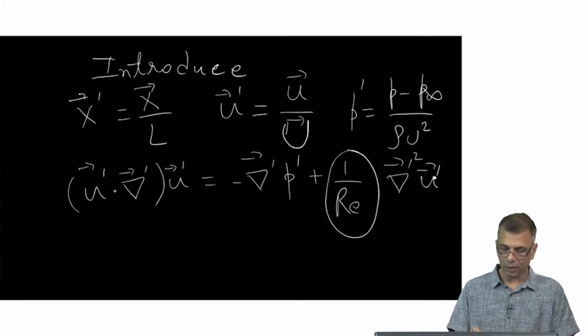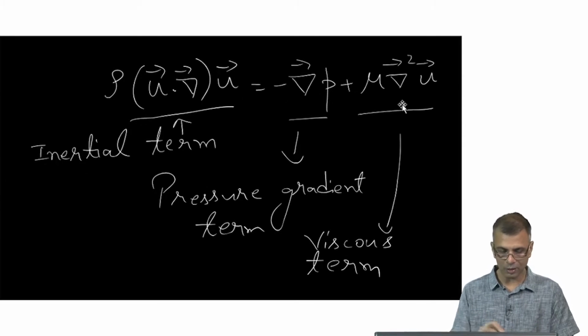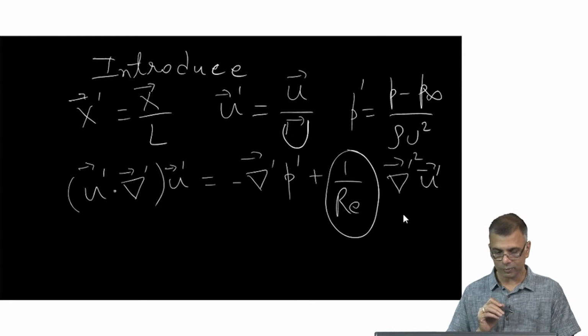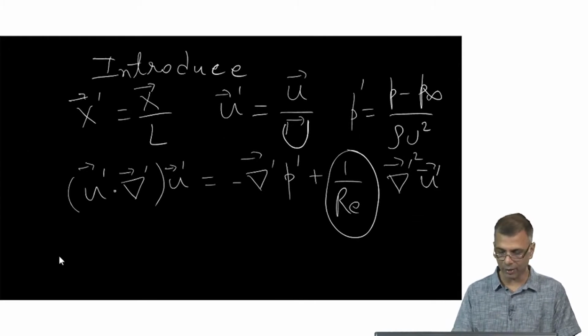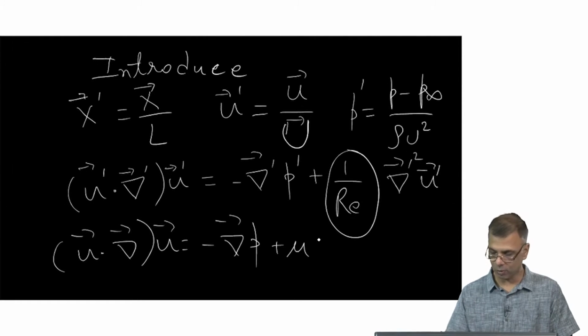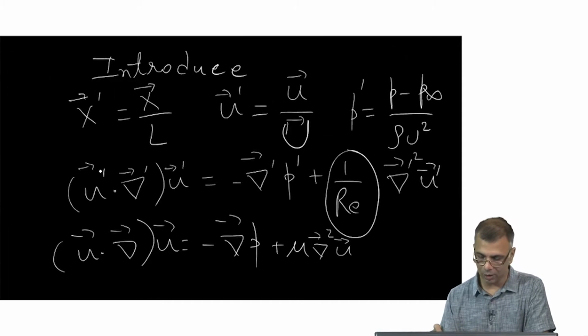Now, how does this differ from this? Look at this and look at this. If you wish, I can write down the dimensional version of the equation right here, so it'll be a little more obvious: gradient of P plus mu, like that. So compare this and this. It looks very, very similar, except for the fact that you've got primes here. No primes here. This is a completely dimensionless equation.